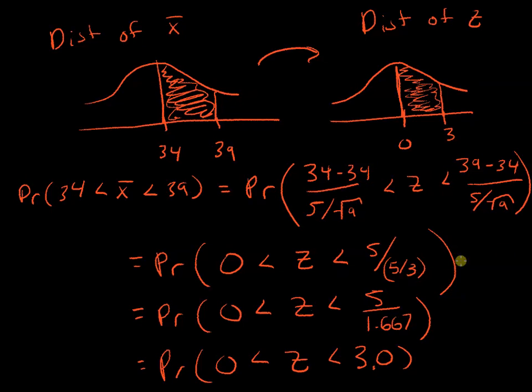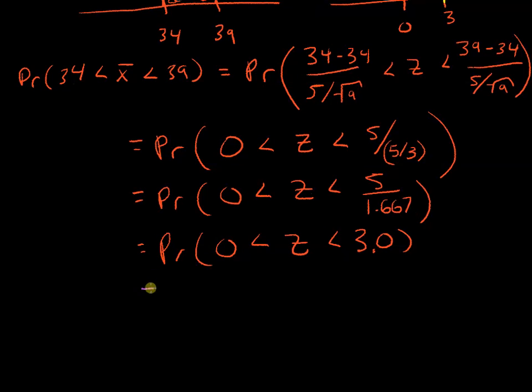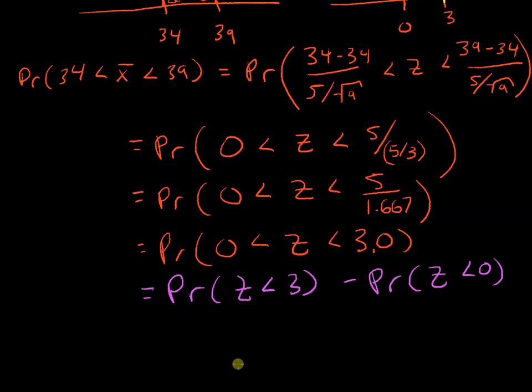Now we're trying to find this area that's between. Don't forget the trick to figure out the area between: first you find the area that's behind 3, and then you subtract off the area that's behind 0. So let me write that. This is going to be equal to the probability that z is less than 3, minus the probability that z is less than 0. Let's look up 3 and 0 in our table.